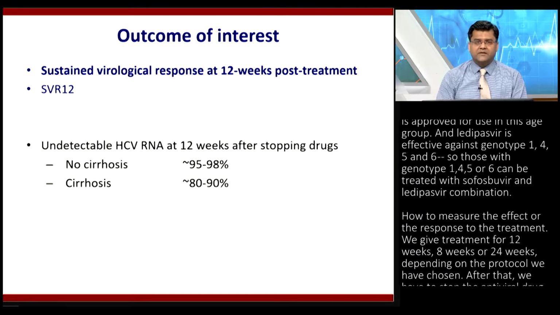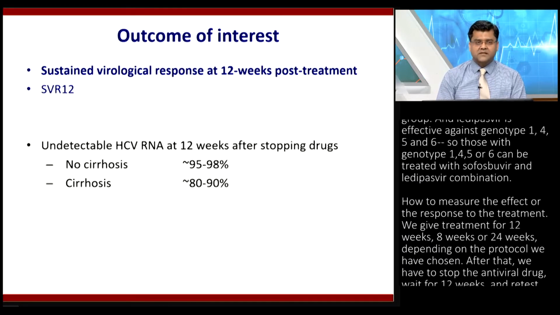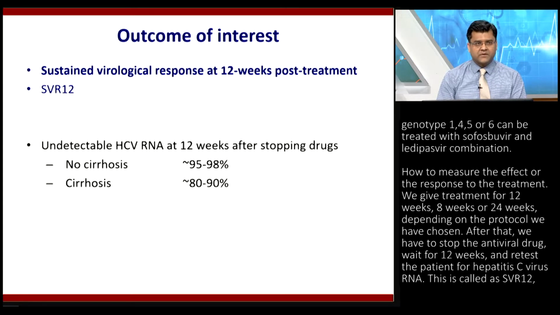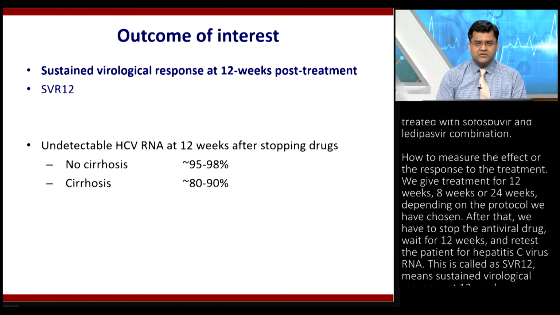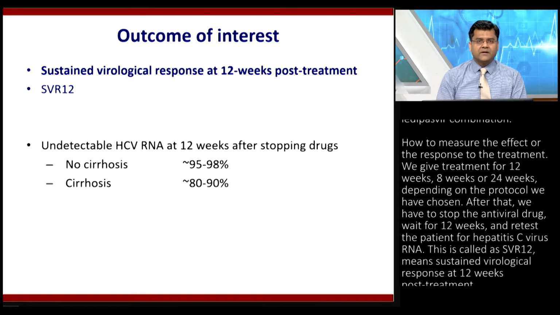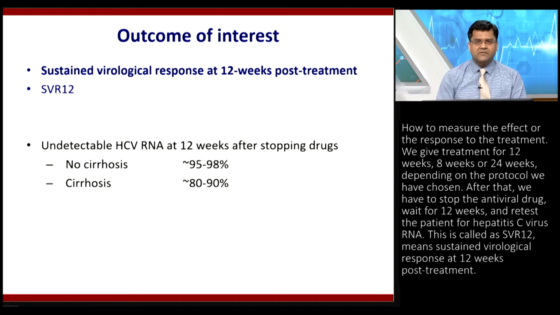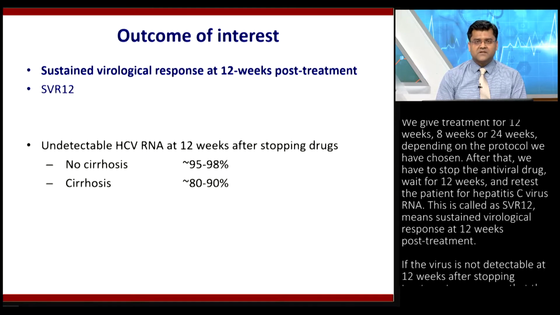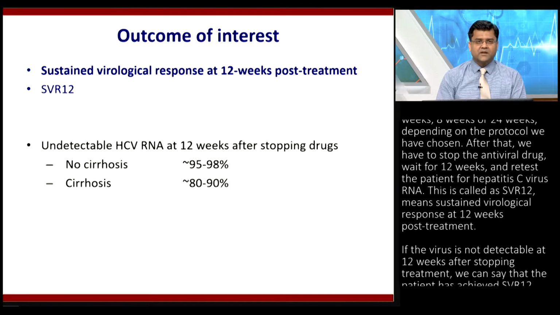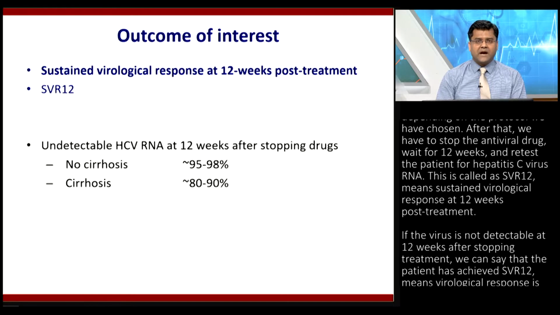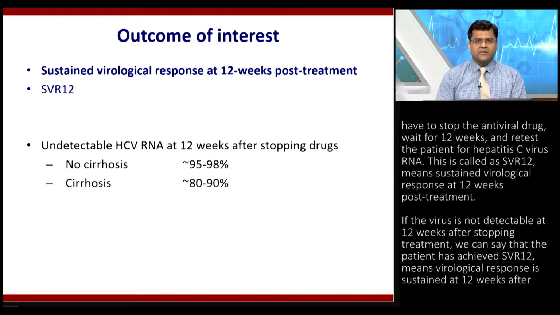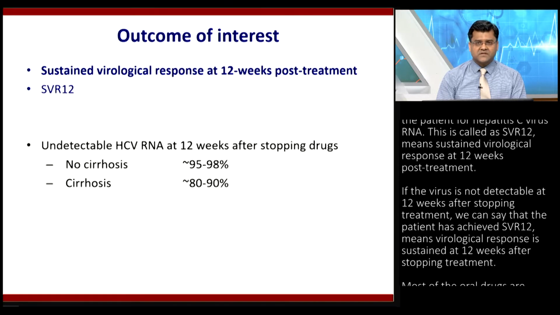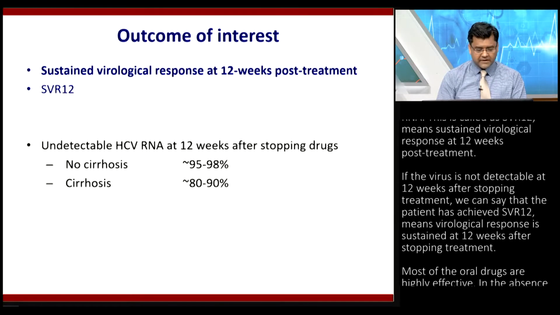How to measure the effect or the response to the treatment? We start the treatment for 8 weeks, 12 weeks or 24 weeks, whichever protocol we have chosen. After that, we stop the antiviral drug, wait for 12 weeks and retest the patient for hepatitis C virus RNA. This is called SVR12, sustained virological response at 12 weeks. If the virus is not detectable at 12 weeks after stopping treatment, we can say that the patient has achieved SVR12, meaning the virological response is sustained 12 weeks after stopping treatment.